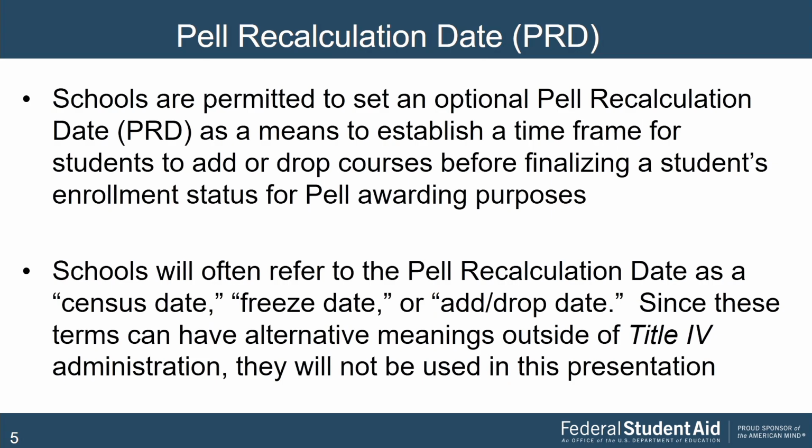Schools can have an optional Pell recalculation, so you can establish a date for which you're going to look at students' enrollment, whether they add or drop courses, and finalize their enrollment status for awarding Pell. Schools have a lot of different names for that: a census date, a freeze date, an add drop date. For our purposes, we're going to call it a Pell recalculation date in this session.